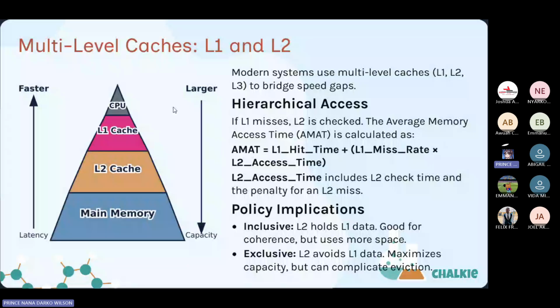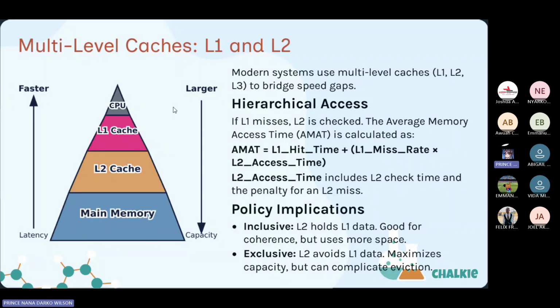Modern systems use this multi-level cache to bridge the speed gaps. The hierarchical access: if level 1 misses, level 2 is checked first, so that we don't have to jump all the way to main memory. The average memory access time is calculated as level 1 hit time, we already know that, plus level 1 miss rate times level 2 access time. So this means if we are using modern day systems, we don't necessarily have to go all the way to main memory. Because we cannot get it from level 1, we then check level 2. Therefore, the access time for level 2 will now come and replace the access time from our previous formula.